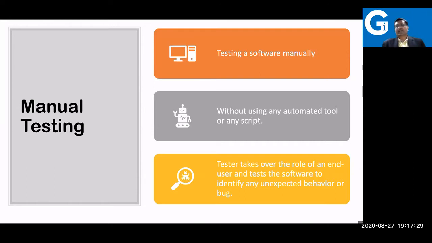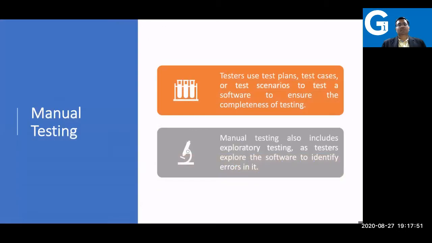So here the tester takes the role of the end user and tests the software and identifies unexpected behavior or bugs. Okay, now if I am the user, I would like to check whether a particular piece of code is running correctly or not, or the software is running correctly or not. That is what the tester is going to do. So here there is a main role of the tester. A manual tester has their test plan, test cases, or test scenarios also. Based on the test scenario, the software testing is done.